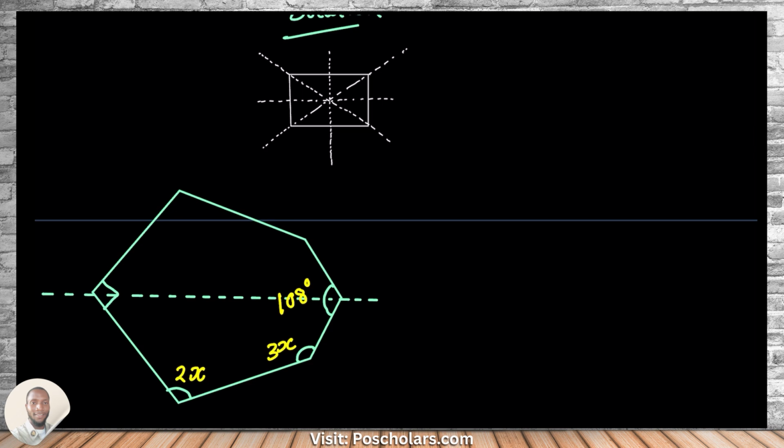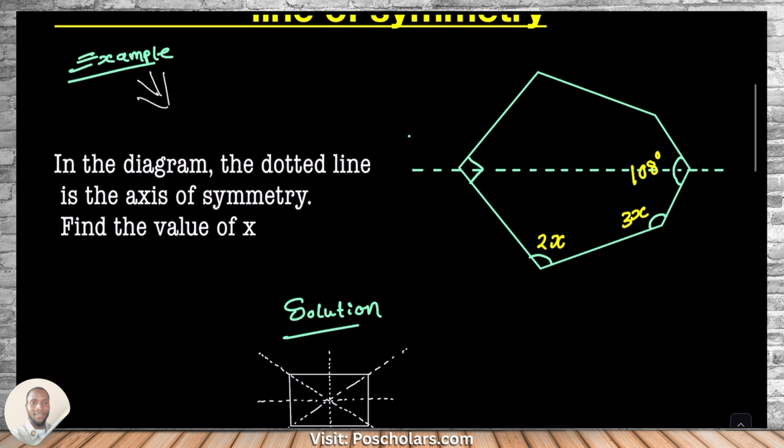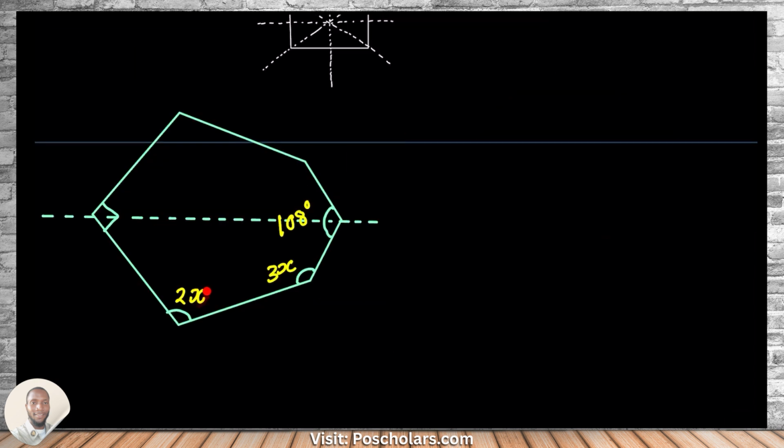Good. Now, here's the diagram. I just duplicated it, right? Now, we are asked to find the value of x, right? The value of x. In this diagram, here's the x, this is the first x, and this is the second x, but they are still the same thing.